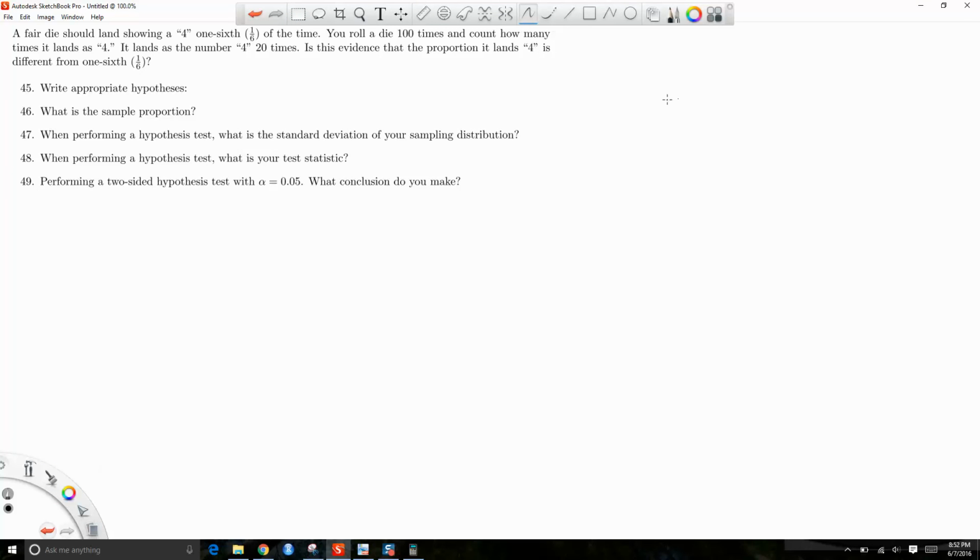Okay, last page now, all right, and it says a fair die should land showing the number 4 1/6 of the time, and you roll the die 100 times and you count how many times it lands as the number 4, and it lands the number 4 20 times. Does this mean it's different? Okay, so we got proportions, and we have one sample.